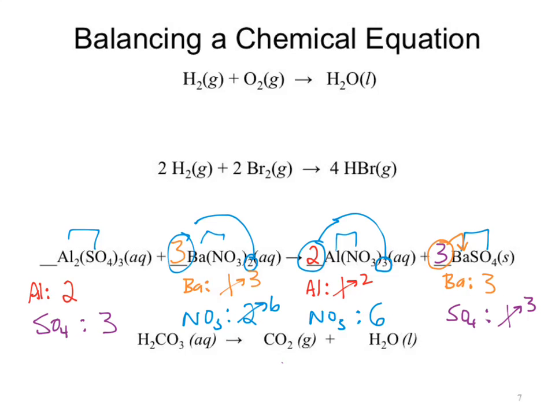What is the sum of the coefficients for the balanced equation? Add them up and we get 9. Remember, we have that implied 1 in front of our first one. Okay? Last equation.